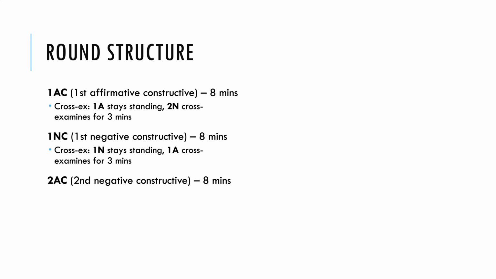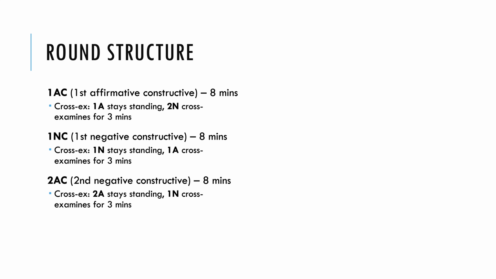So let's again understand the logic here. The first negative speaker gives their 8 minutes of opening arguments, and then they stay standing, while the first affirmative speaker, who had given their speech just a little bit earlier, now stands up again to cross-examine that first negative speaker. Next is the second affirmative speaker, who will speak for 8 minutes. And then for cross-examination, same idea. The second affirmative speaker stays standing, while the first negative speaker stands up to cross-examine them.